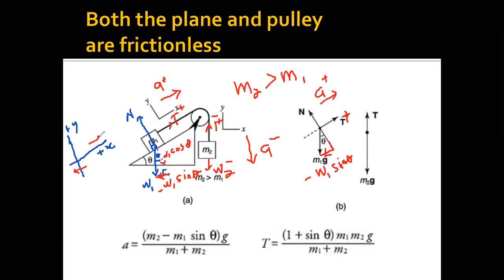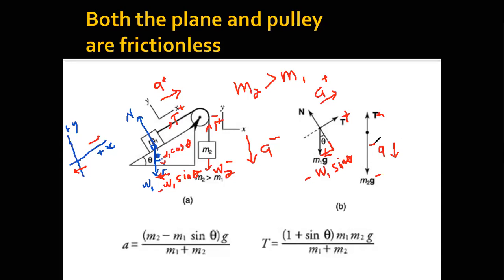Then on the flip side, I think it's very straightforward. Tension is positive, this is negative, and our acceleration is also downward. So the net force on the system will be negative. So we can write our equations.